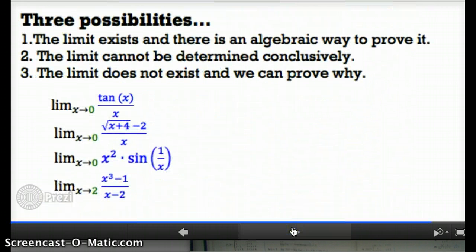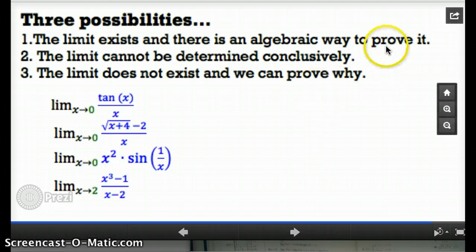So it turns out there are 3 possibilities if you have a situation where your algebraic methods of plugging in don't work. The 3 possibilities are either the limit exists and there's an algebraic way to prove it, it's just one that we don't know yet, or the limit doesn't exist and we can use one of the strategies that we know to explain why. Or, and this is the gray area, there's a chance, and you should be worried about this, there's a chance that the limit can't be determined, that it isn't just a problem of us not knowing enough. And it isn't that the limit doesn't exist, it's that nobody knows.